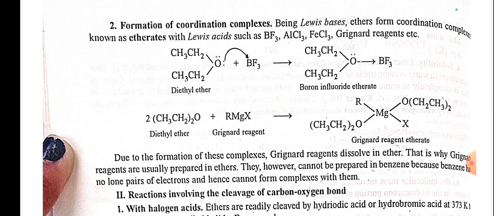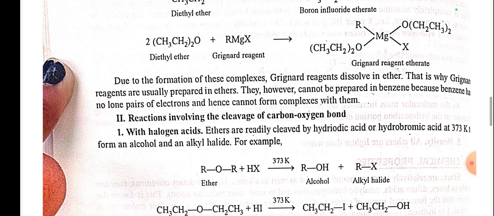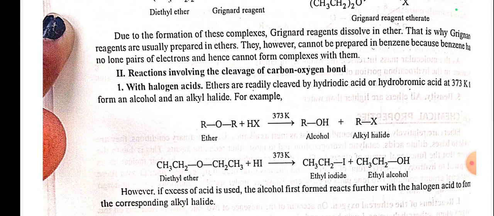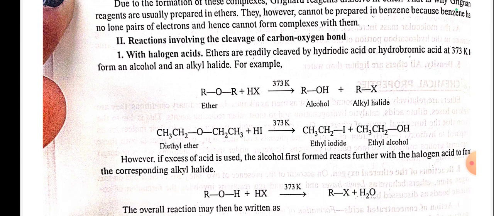Formation of coordination complex. Being a Lewis base, ether forms coordination complexes known as etherates with Lewis acids such as BF3, AlCl3, FeCl3, Grignard reagent, etc. Due to the formation of these complexes, Grignard reagent dissolves in ether. That is why Grignard reagents are usually prepared in ether. They, however, cannot be prepared in benzene because benzene has no lone pairs of electrons, hence cannot form complexes with them. Reaction involving the cleavage of the carbon-oxygen bond with halogen acid.